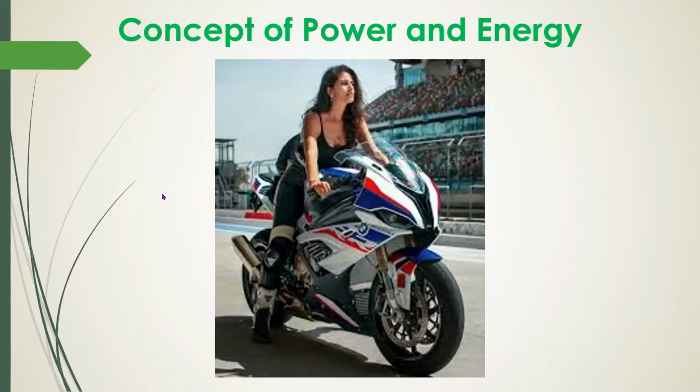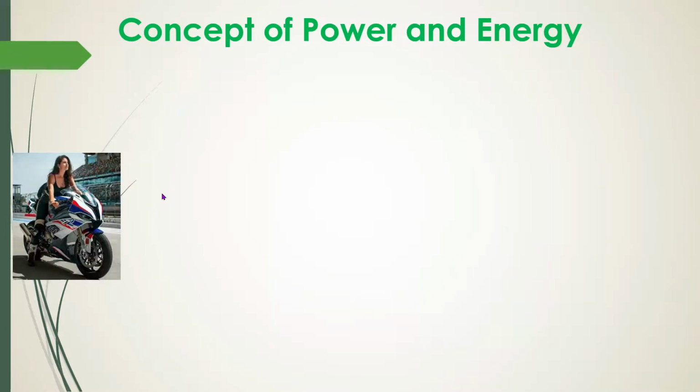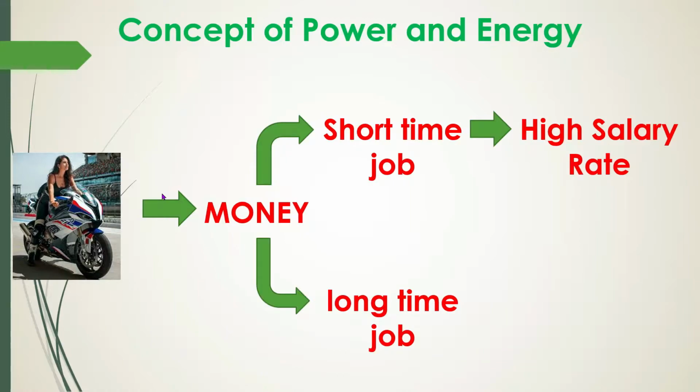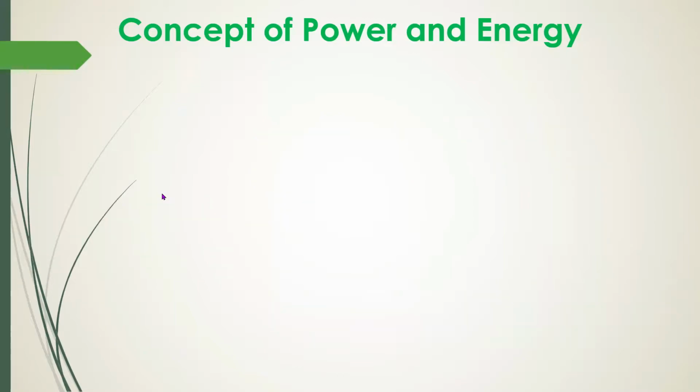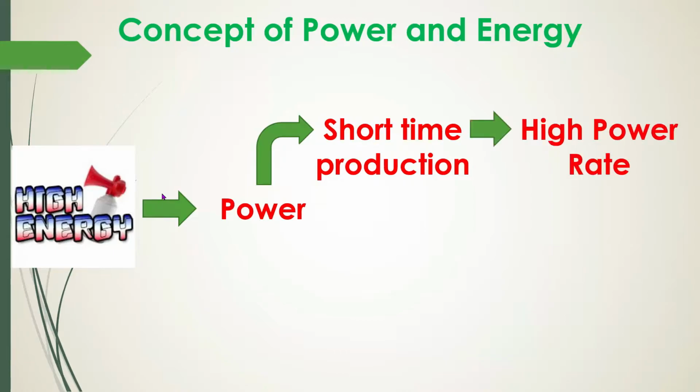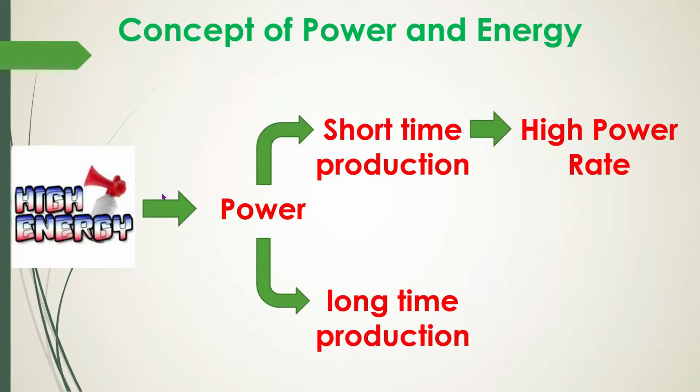Let's say you want to have a BMW M1000RR Superbike and a girlfriend as your back ride. You can obtain money to buy this in two ways. By working in a short-time job with high salary rate, in short scam others, joke only, or a long-time job with low salary rate. I think there is a shortcut, borrow money, joke only again. These goes the same to energy. You can produce high energy using high power at a lesser time, or high energy using low power at longer time.